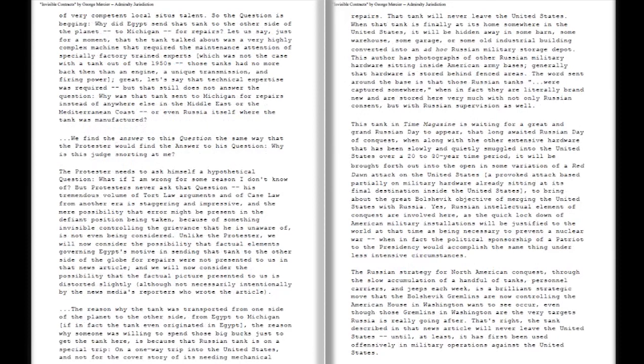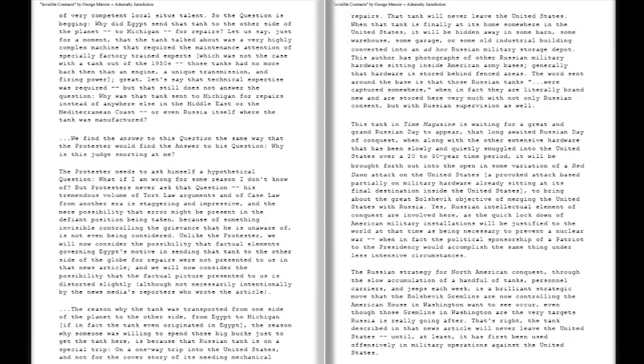So the question is, begging, why did Egypt send a tank to the other side of the planet to Michigan for repairs? Let us say, just for a moment, that the tank talked about was a very highly complex machine that required the maintenance attention of specially factory-trained experts, which was not the case. With the tanks out of the 1950s, those tanks had no more back then than an engine, a unique transmission, and firing power. Great, let's say that technical expertise was required, but that still does not answer the question, why was that tank sent to Michigan for repairs, instead of anywhere else in the Middle East or the Mediterranean coast or even Russia itself where the tank was manufactured?